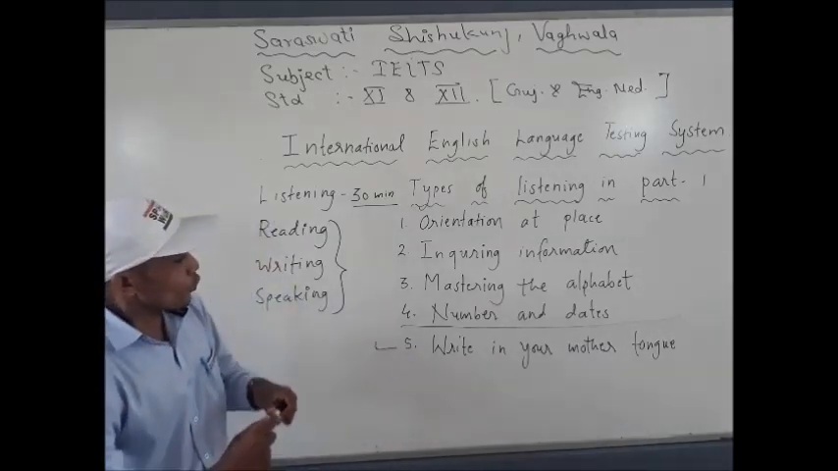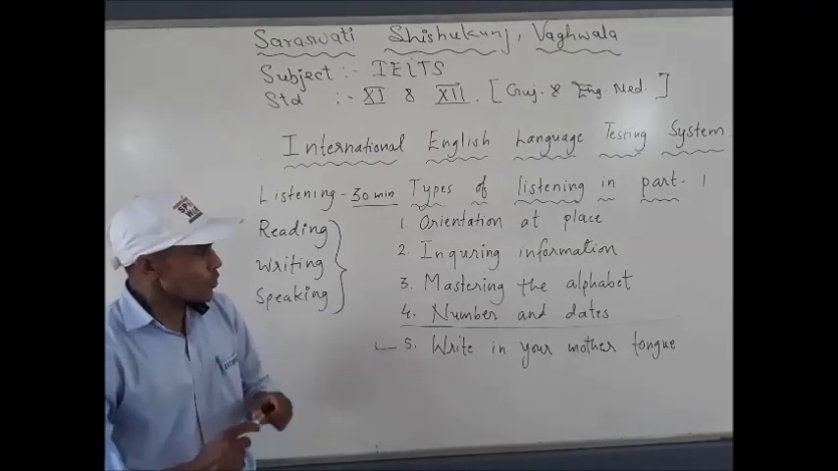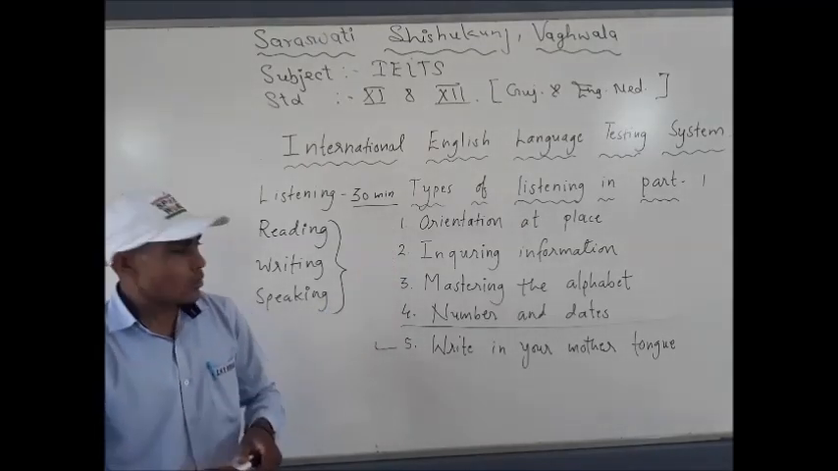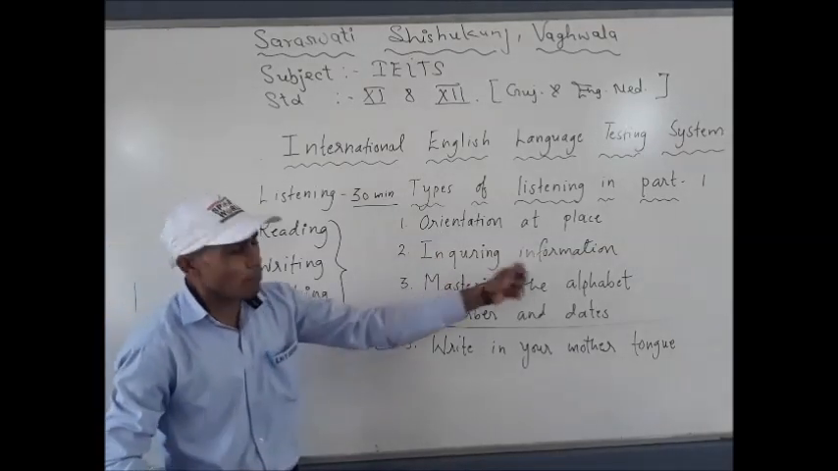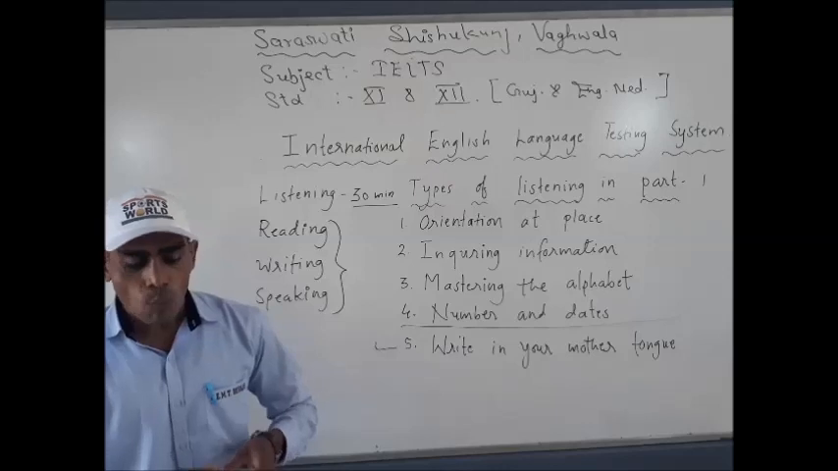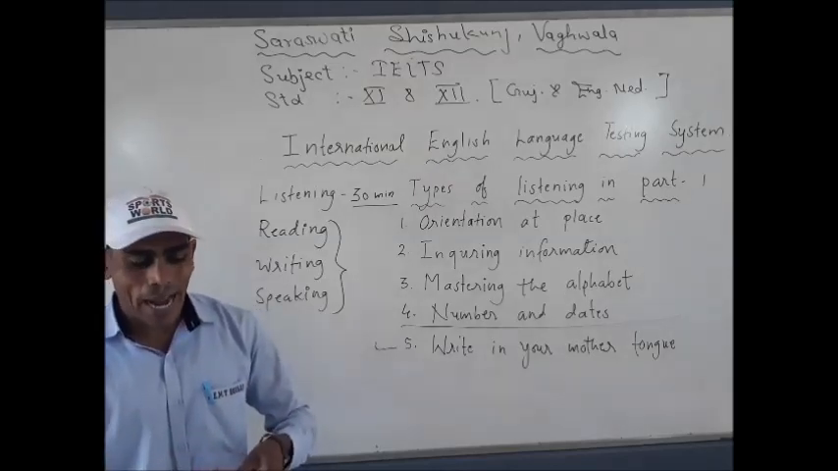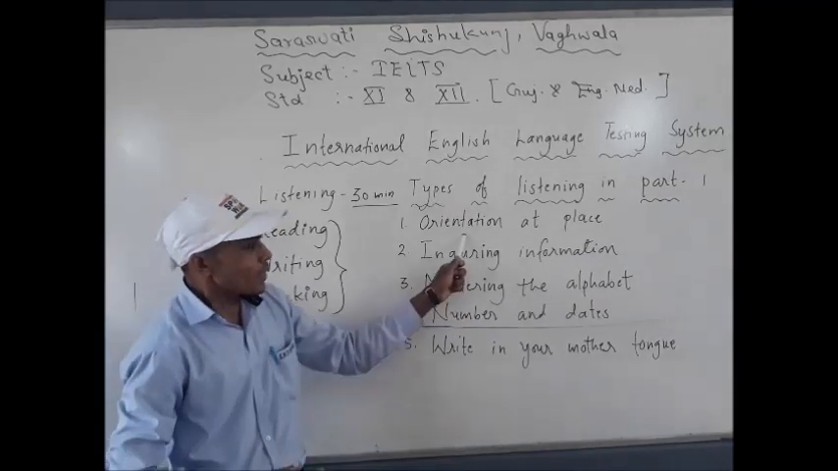Now I will explain to you all the 4 types of questions that you get in part 1. First is orientation at place. Now, what does orientation at place mean? When you start listening to part 1 in IELTS, you get orientation at place.